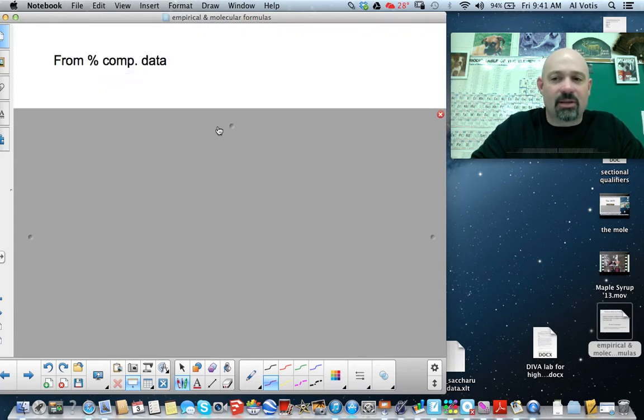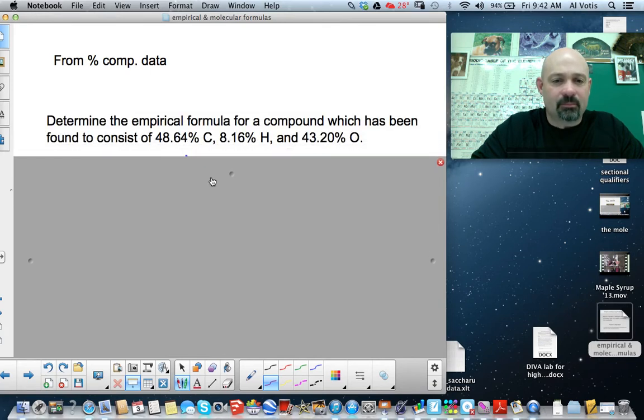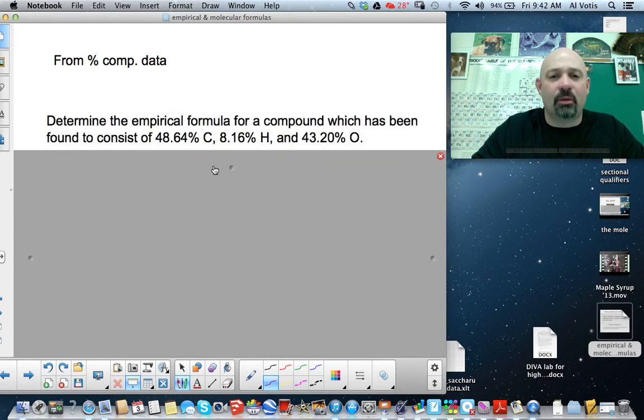So if I start with percent composition data, I want to find the empirical formula for a compound that has this composition: 48.64% carbon, 8.16% hydrogen, and 43.2% oxygen. Where am I going to start? How am I going to find the number of moles here? Because that's what we said, find the number of moles of each element.